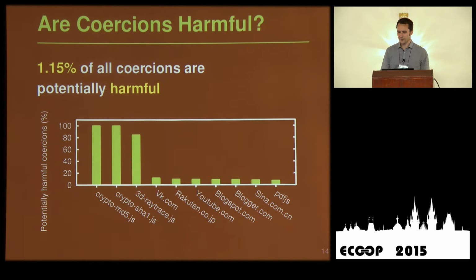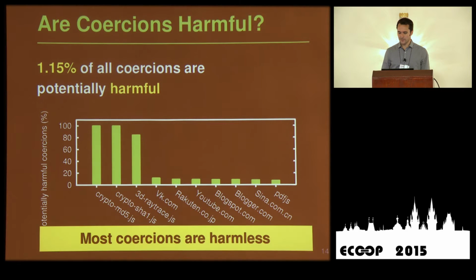So in the graph, you see the 10 programs with the highest percentage of potentially harmful coercions. So there are 3 outliers. The first 3 are rather small benchmarks from the SunSpider benchmark suite. And then all the others are programs that have less than 12% potentially harmful coercions. And as I said, the overall average is 1.15%, which basically means that most coercions are harmless, even though there are some programs where you have lots of harmful ones.